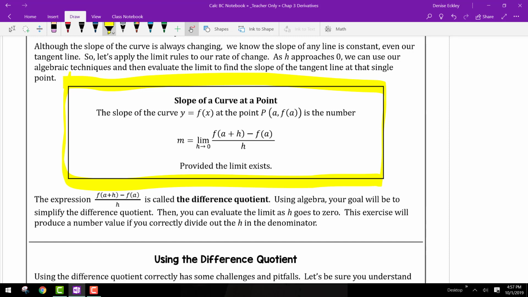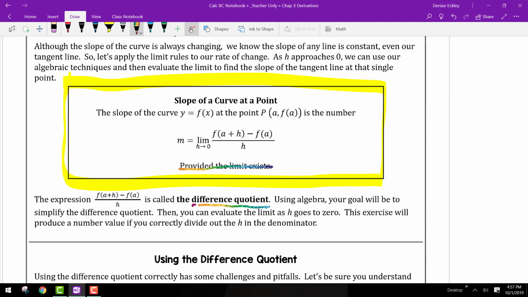And the provision is provided the limit exists, because we are going to have points on the curve where the limit does not exist, and that's very possible. So this is, of course, our difference quotient, f of a plus h minus f of a over h. So using algebra, our goal will be to simplify this quotient, then evaluate the limit as h goes to 0. And you should get a number value if you divide out the h in the denominator.